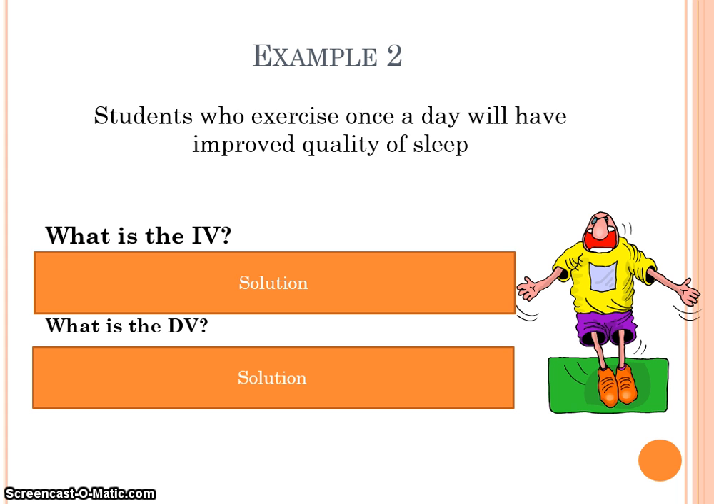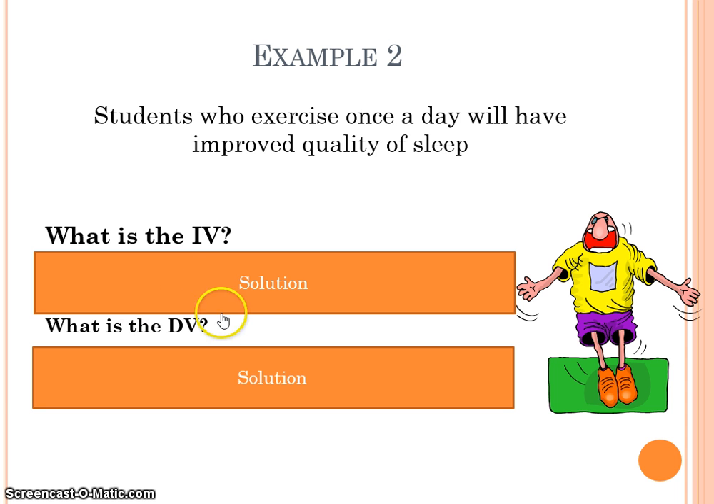Okay, example 2. This time, students who exercise once a day will have improved quality of sleep. Again, think about what factor the researcher will manipulate for the independent variable, and then what they will measure for the dependent variable. Pause the PowerPoint while you record your responses.